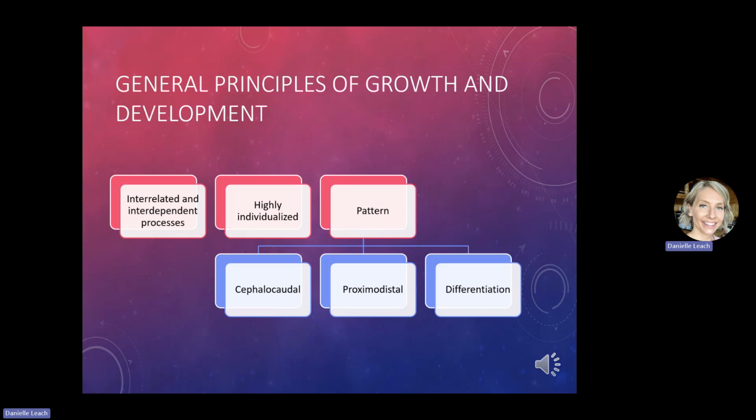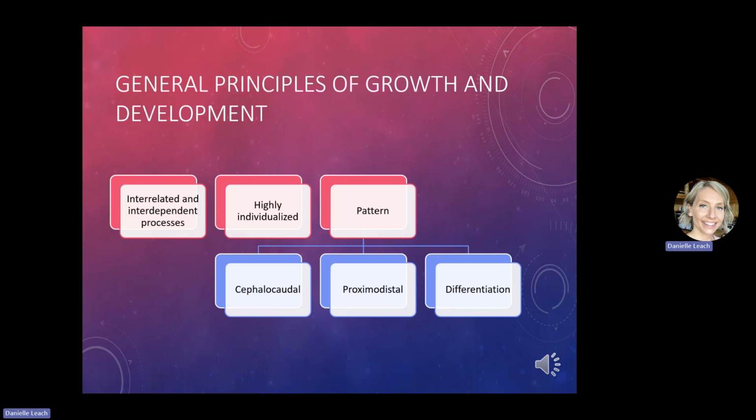One of them is cephalocaudal, which means that the development starts at the head and moves downward. An example of this is that a child can control his or her head or neck before they can purposely control their arms or legs. So they may be able to look towards a sound before they can reach for something.